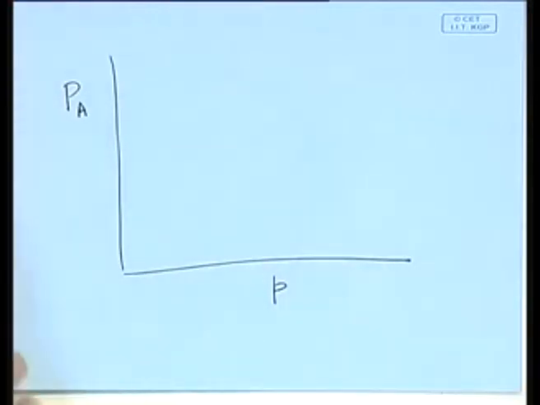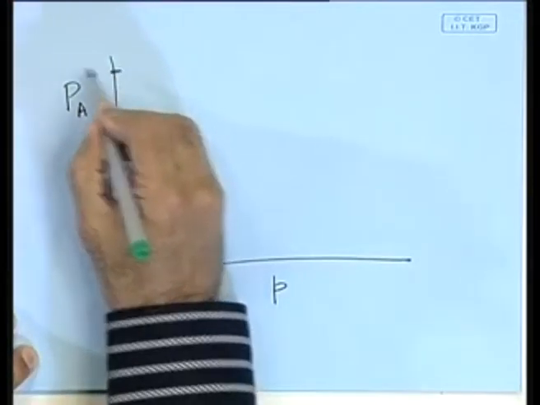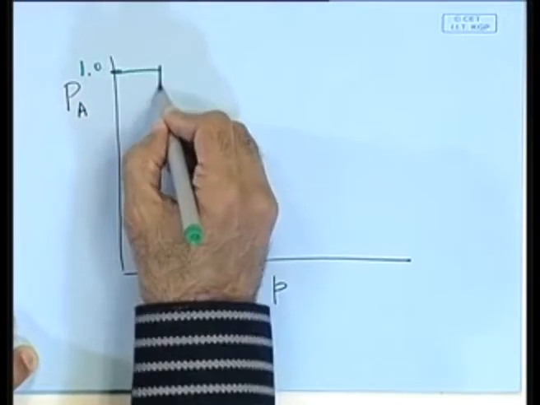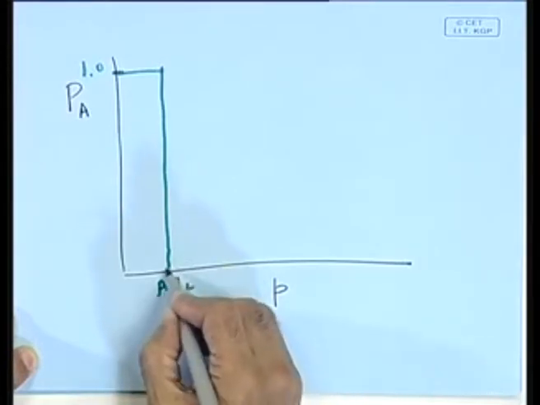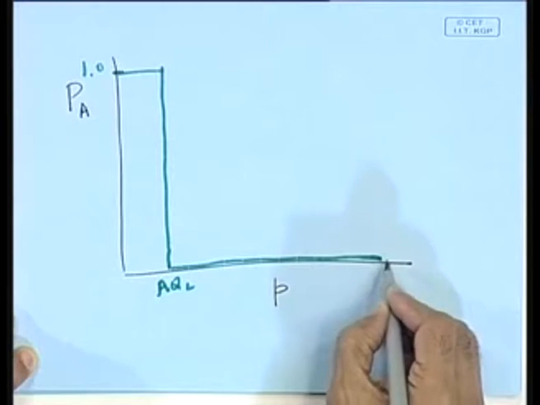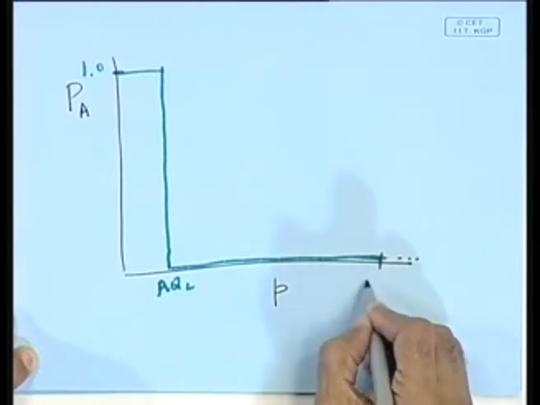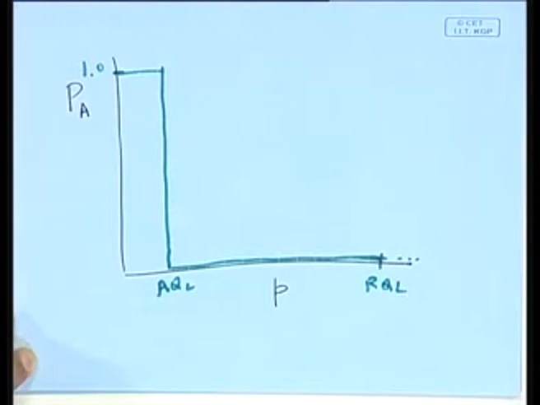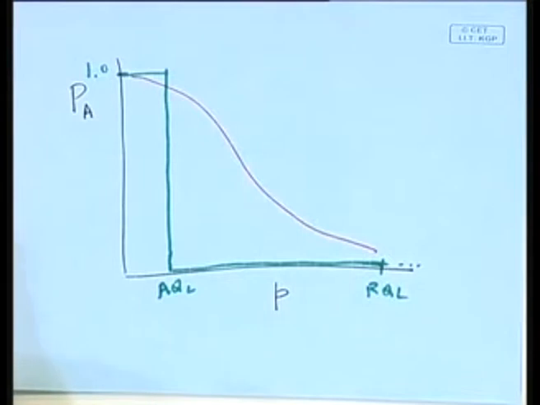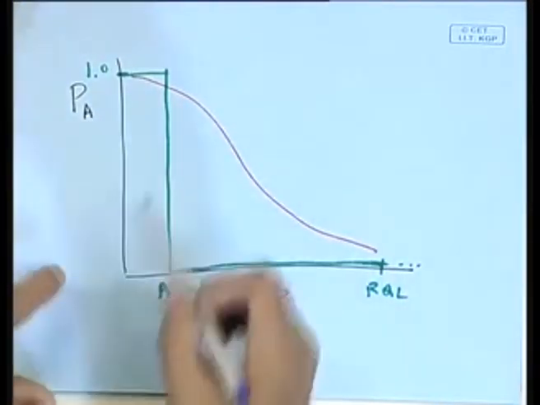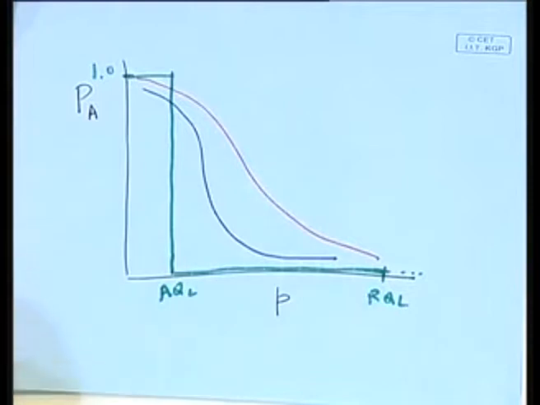The ideal curve, of course, is going to start at 1.0. It's going to come down to the RQL, AQL level, and from that point on it's going to stay right there near 0 and all the way beyond this. RQL is here. This is like an ideal OC curve, but generally OC curves behave like this. Another curve may behave like this. A third curve may behave like this.